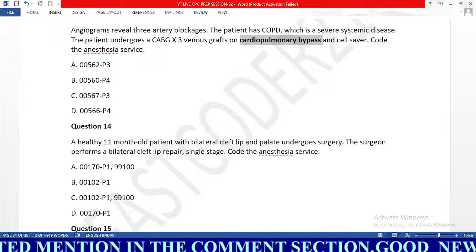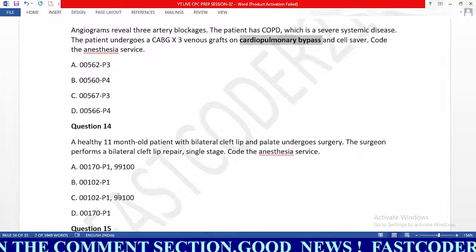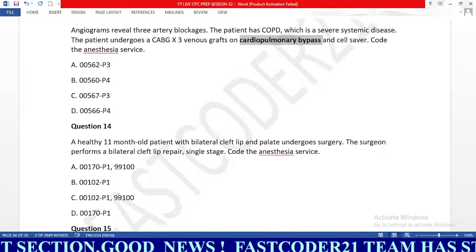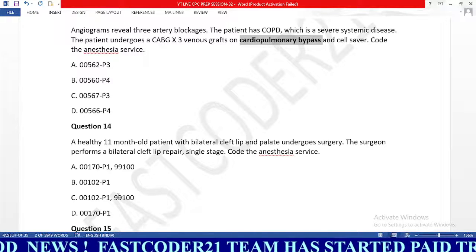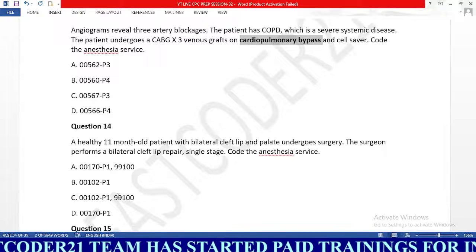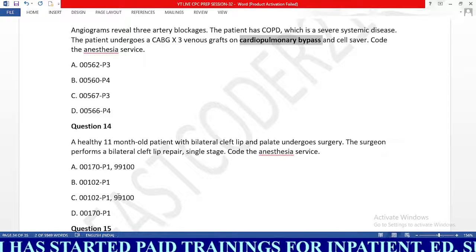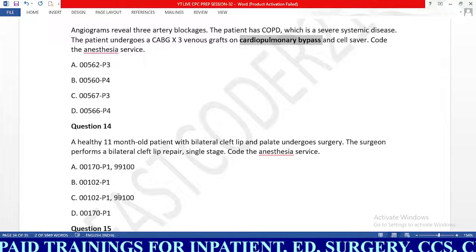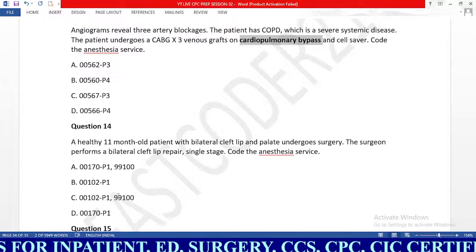So check the question first and find the keywords. If you identify the proper keywords, you can code correctly. Yes, you have one more minute. Yeah, thank you, Sarika and Srinath.